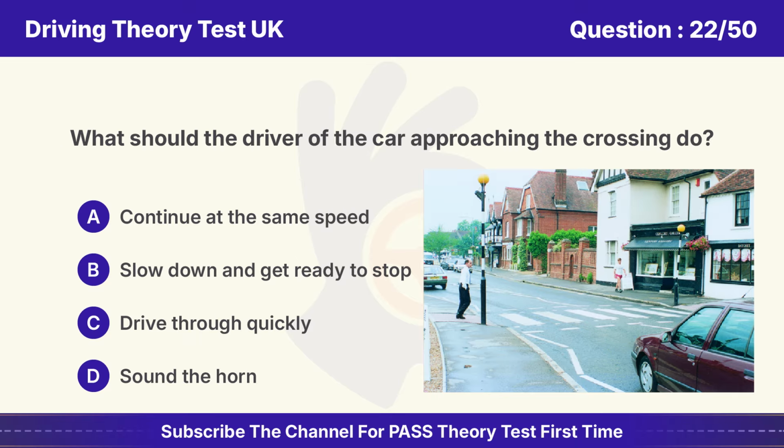Question 22. What should the driver of the car approaching the crossing do? Option A. Continue at the same speed. B. Slow down and get ready to stop. C. Drive through quickly. D. Sound the horn.